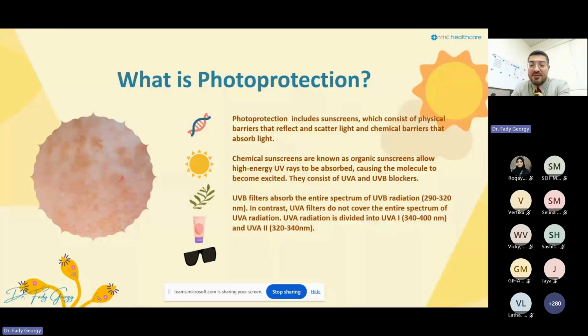UVB filters absorb the entire spectrum of the UVB radiation, which runs from 290 to 320 nanometers. In contrast, ultraviolet A filters do not cover the entire spectrum of the UVA radiation because it's divided. Let's not get into the nitty-gritty of it, but UVA is divided into UVA1 and UVA2. Broad spectrum sunscreens absorb the UV radiation from both UVA and UVB.